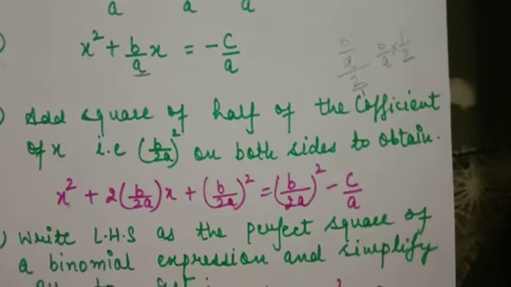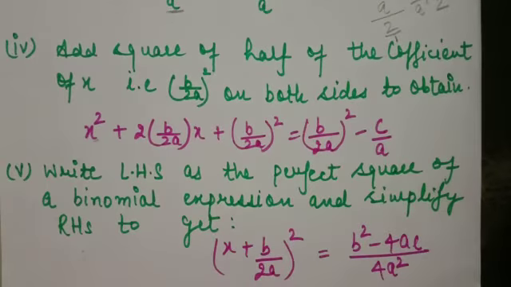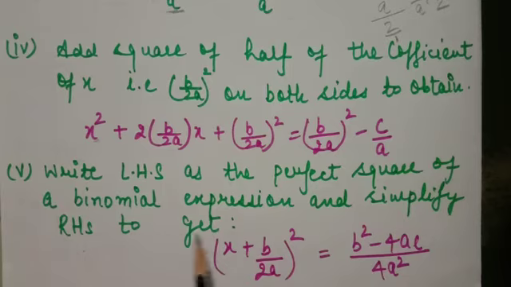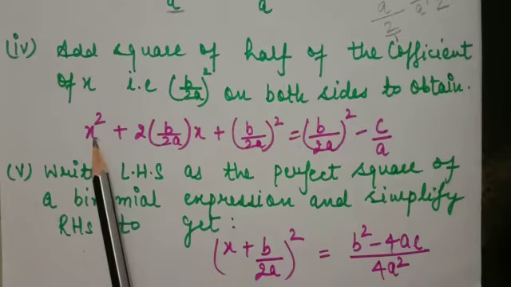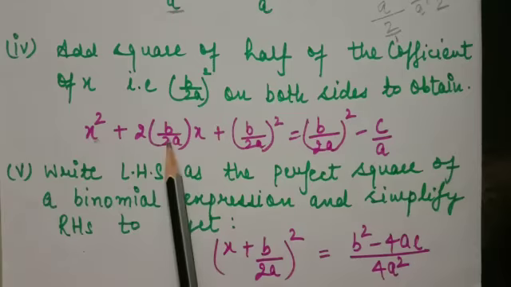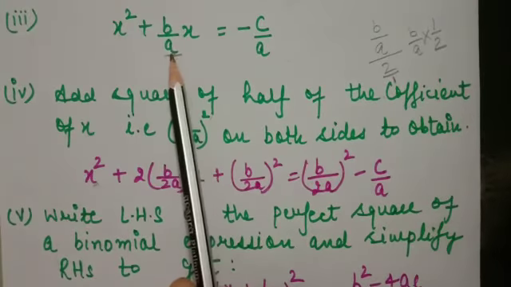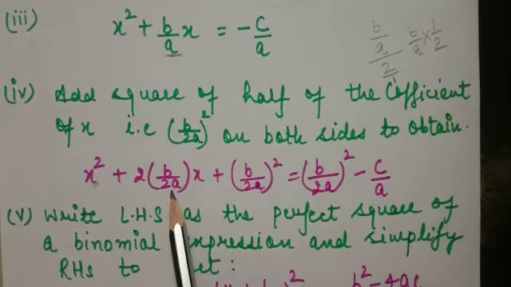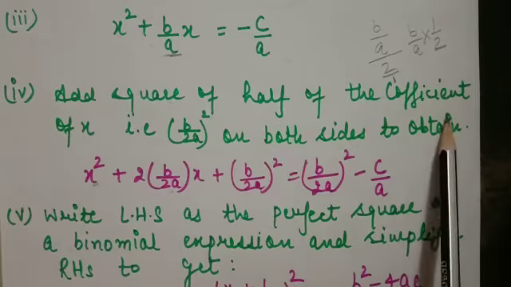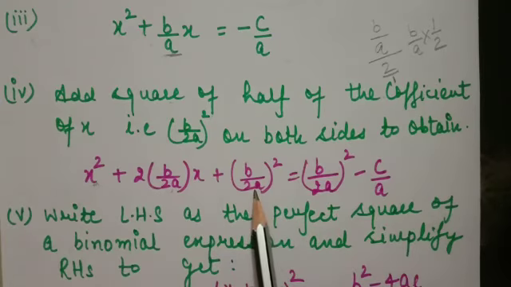Now fifth step of this procedure is write the left hand side as a perfect square of a binomial expansion. Binomial expansion means in which two terms are there, and simplify the right hand side to get. First of all, students, see that half of the coefficient of x is here. I said add the square of the half of the coefficient of x on both sides. So this is the half of the coefficient of x and its square is also here.